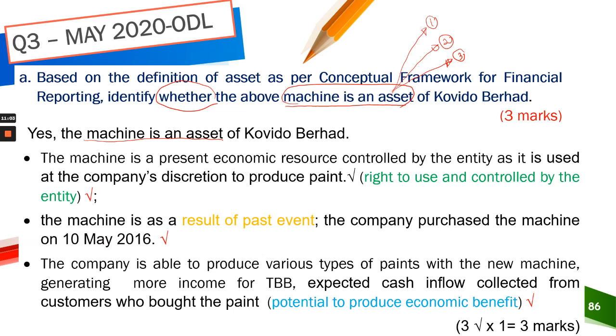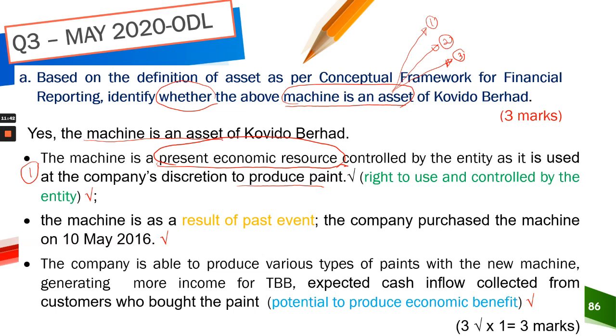How? The first one is to look at the first criterion, which is, as I said, the present economic resource. This is the keyword, present economic resource. Here it is used by the company. Basically the resource controlled here is the machine, right? The company has the right to use the machine, and they decided to use it to produce paint. Therefore it fulfills the right to use, which is the element in the definition of asset, and also it is being controlled, right?